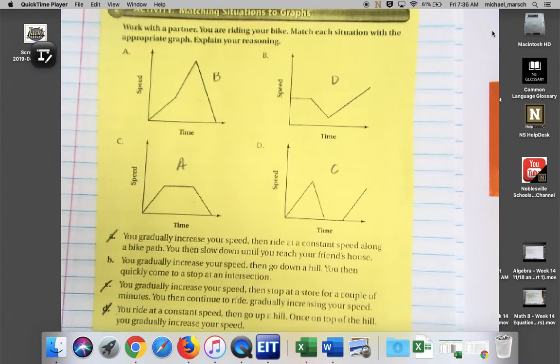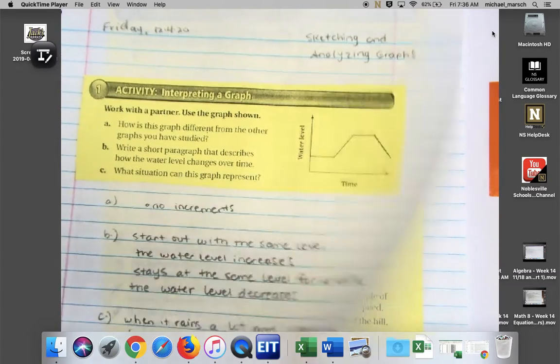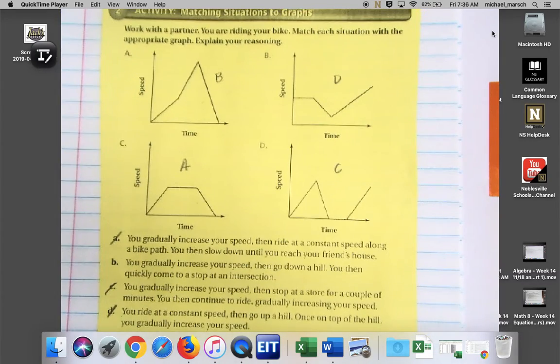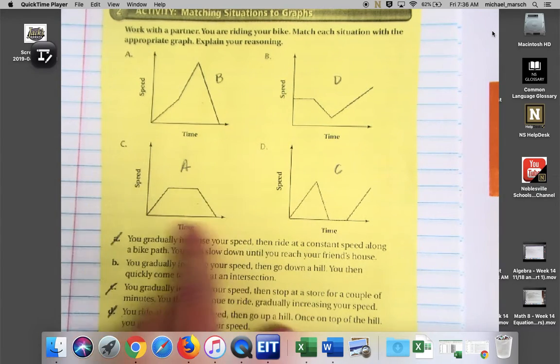So that's all I wanted you guys to do today. I know, pretty straightforward and easy. We're just going to analyze some graphs today, and then what's going to happen tomorrow on Monday when I see you is we're actually going to sketch some graphs. Okay, we're actually going to look at the words and we're going to create what the graph should look like.